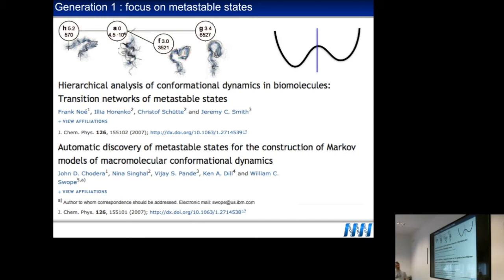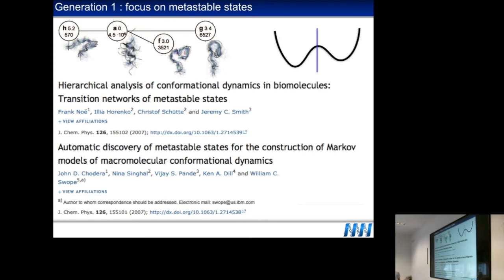Then in the mid-2000s, people started to use and develop this idea further and to actually formulate methods and algorithms that could be applied to real molecular dynamics simulations. Several groups started doing this in the mid-2000s, including my group, Vijay Pande's group, and several other groups.